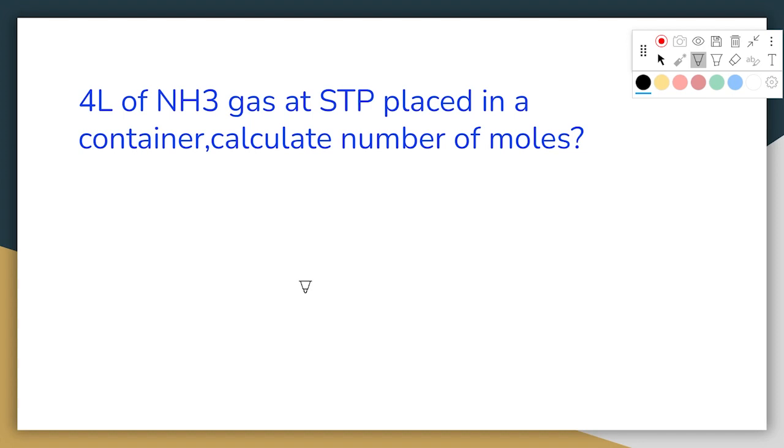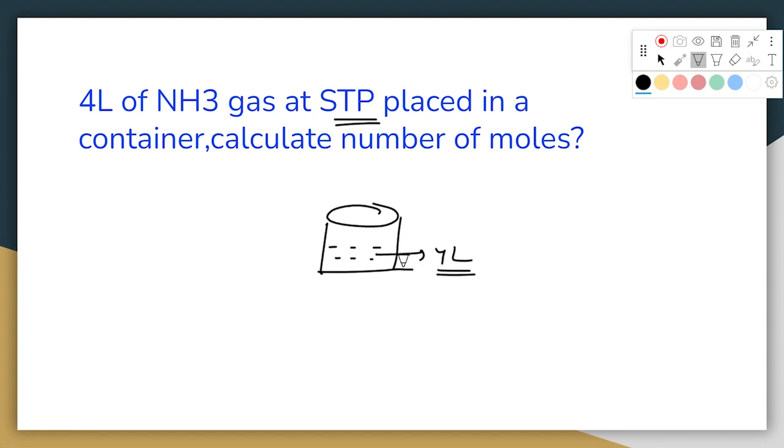Next, 4 liters of ammonia gas at STP placed in a container. Calculate the number of moles. How can you calculate this? Simple. 4 liters of ammonia gas at STP, standard temperature and pressure, placed in a container. So I'm taking one container here. In this, 4 liters of ammonia gas is there.